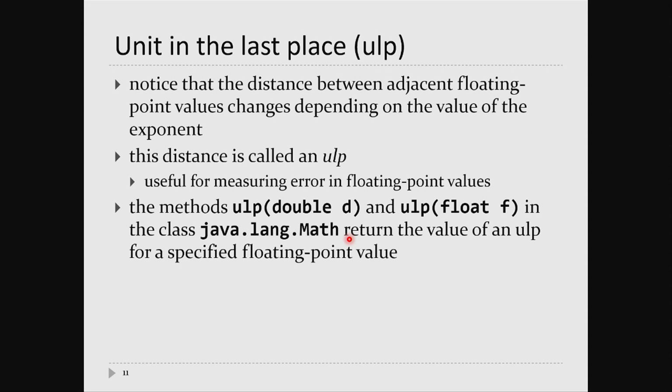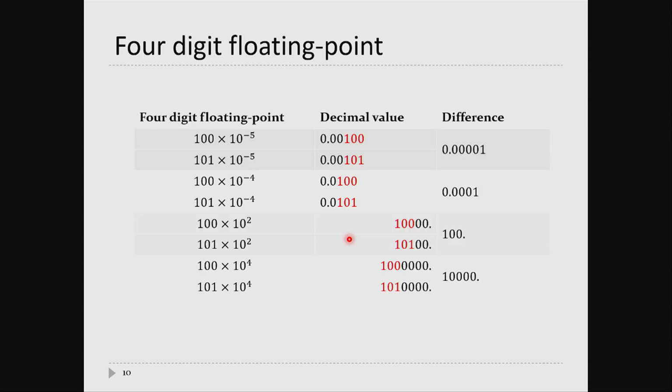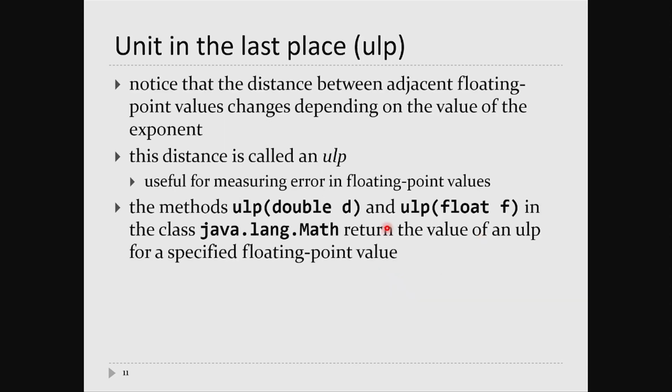Now remember, the numbers you're going to get back are strange because everything's encoded in base 2. Right? So it's not going to be some nice number like here. Here it's always some power of 10. Back here it's always going to be some power of 2. So when you see the value of ULP, don't be surprised if it's not anything that looks sensible to you.